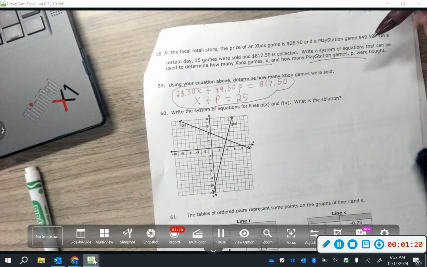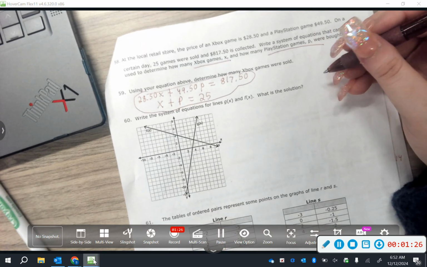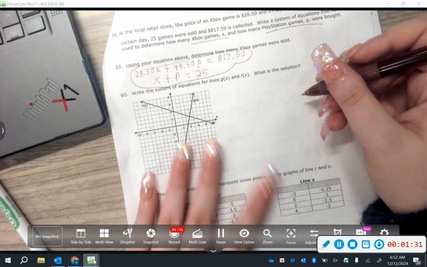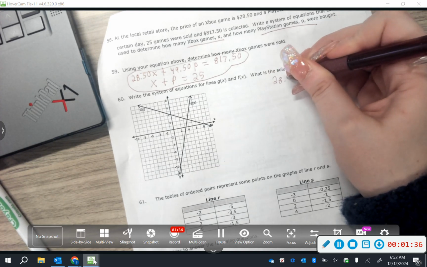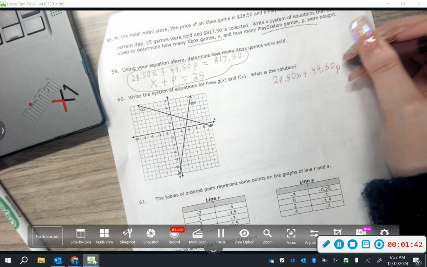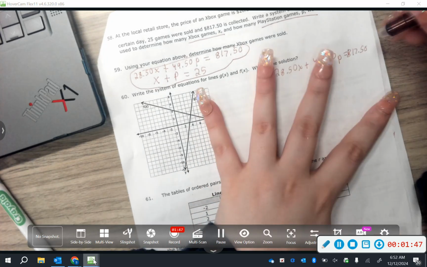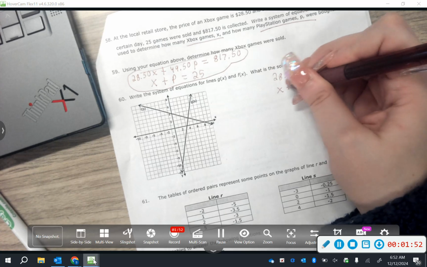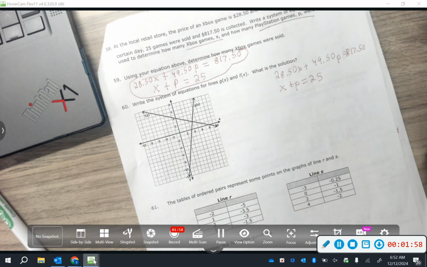Okay, so now they want us to actually solve it, and we want to solve specifically for Xbox games. Because this one's not going to require a lot of work, I'm going to write it down here. So we have 28.50 X plus 49.50 P equals 817.50. Then we have X plus P equals 25. Okay, so they're looking for Xbox games.